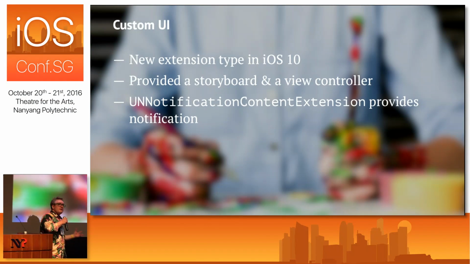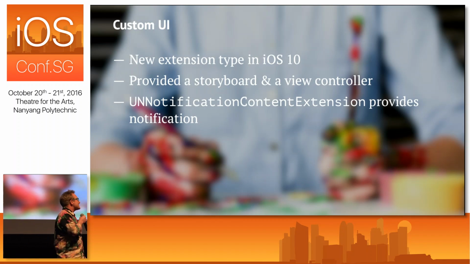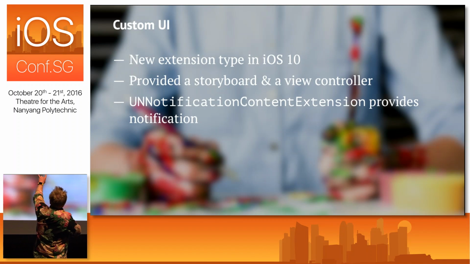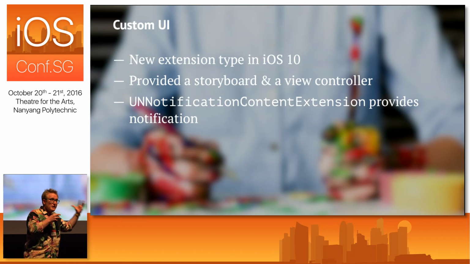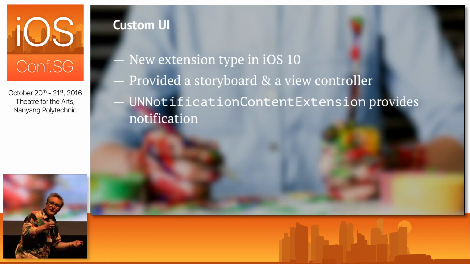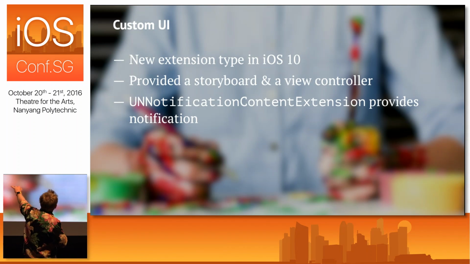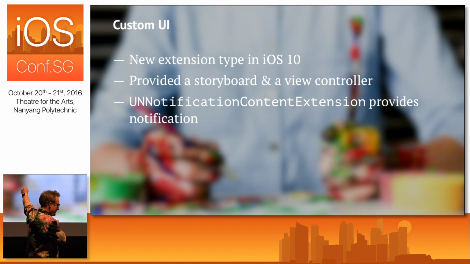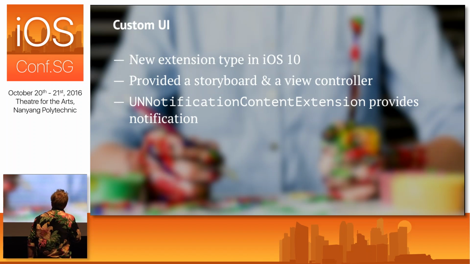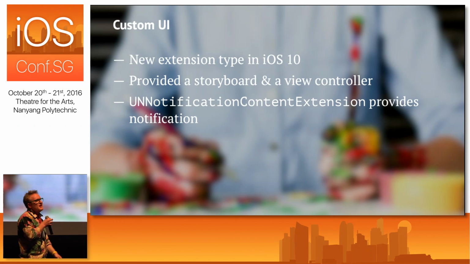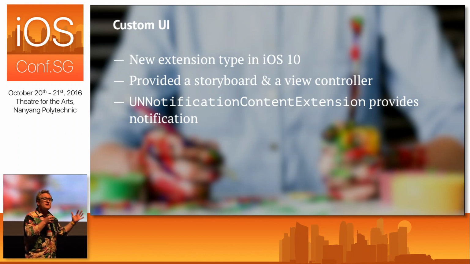Basically, you do it through a new extension, because everybody loves iOS extensions, they're so easy to work with. You create a new extension type, which is called a Notification UI extension, and you get given a storyboard, which we all love, and a view controller. You also get a protocol, UNNotificationContentExtension, which gives you the notification that is responsible for displaying the notification, and then you can use that to update your UI.